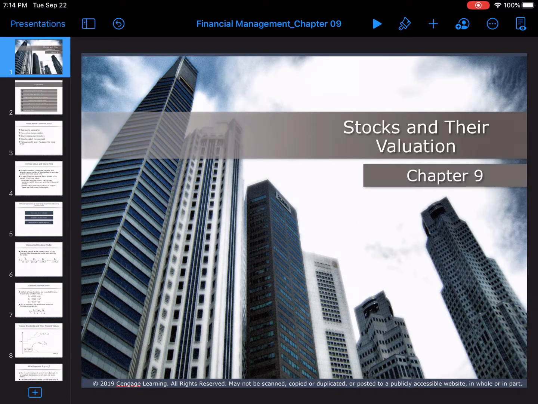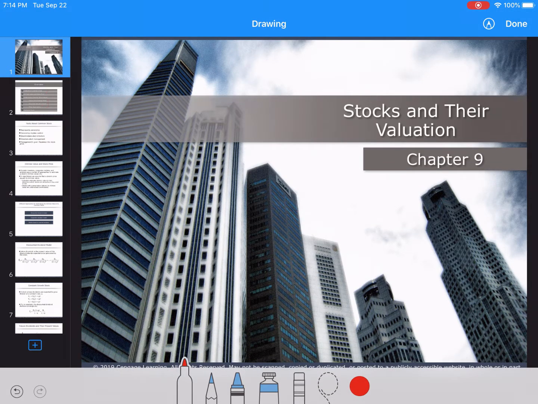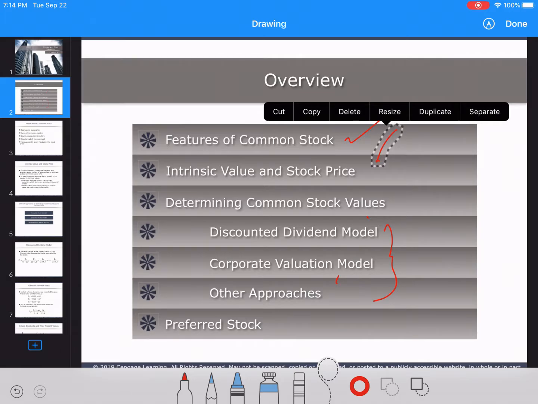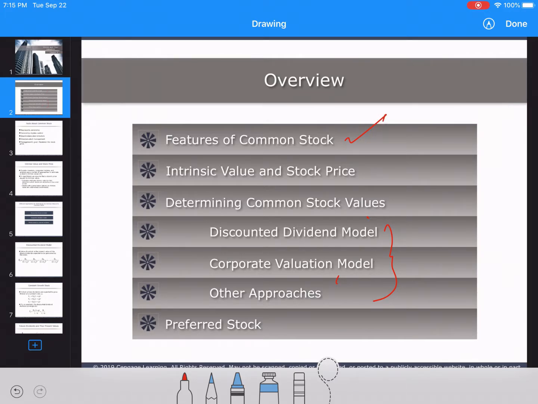So, stock and the evaluation. The various things that we are going to talk about here are the common review features of common stock, and then intrinsic value and a stock price. Then we are going to talk about the discounted dividend model and the corporate valuation model explicitly, and indicate other approaches.